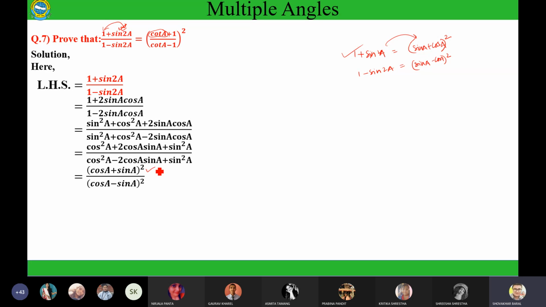In the numerator cos a plus sin a whole square, and in the denominator cos a minus sin a whole square. So if anything is something like this, a square upon b square, then we may write it as a upon b whole square. Since we are in need of whole square in the right hand side, so let's put this square as whole. So it will be cos a plus sin a upon cos a minus sin a whole square. So we have not got the result yet. We have got the square here, but we haven't got the cot. Cot आएको छैन. अब यो cot ल्याउनको लागि के गर्ने, कसलाई आइडिया छ के?